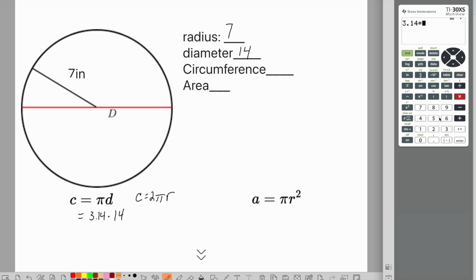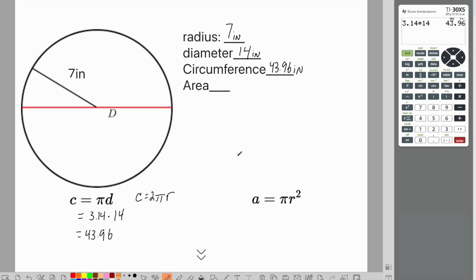3.14 times 14. And that's 43.96. Now that is a linear measurement. So these are inches. The radius up here would be inches, the diameter here would be inches, and then 43.96 is also inches. That can be helpful to know the different units, that this is just one measurement. It's not squared or cubed.